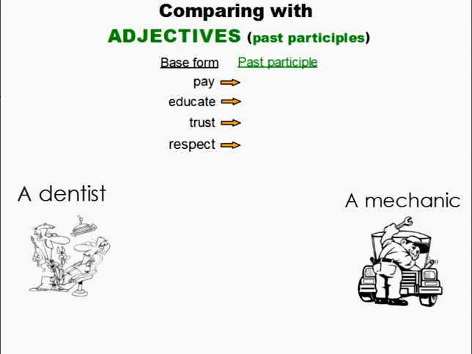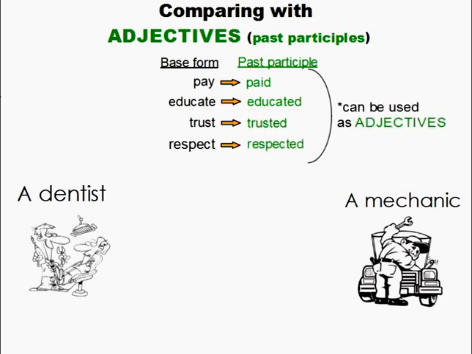Okay, so we're going to look at the last way that we compare using adjectives. We're going to use a special type of adjective for this, and that's a past participle that we use like an adjective. A past participle, if you remember, is a form of a verb. We have the base form of a verb, we have a simple past, and then we have another one called the past participle. So let's think. What's the past participle of pay? Well, that's paid. Educate, educated. Trust, trusted. Respect, respected. Now, I can use past participles just like adjectives, okay?